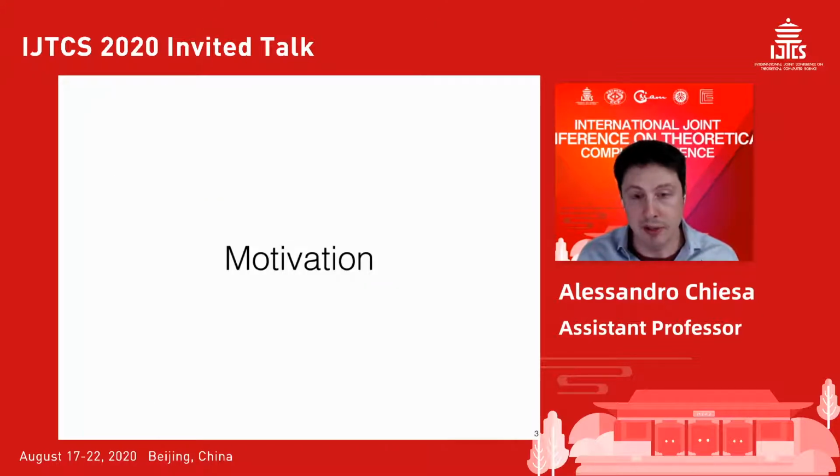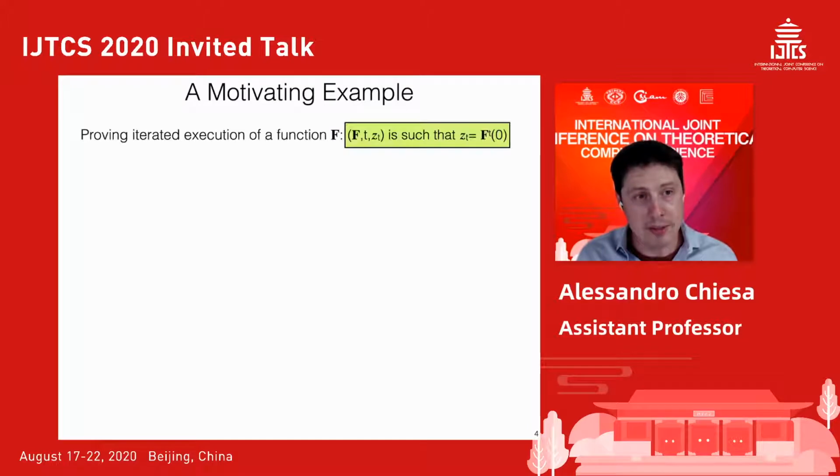I would like to now motivate the recursive proofs. So let's say that you would like to prove the iterated execution of some function f. You're given some f, some number of iterations t, and some claimed output zt, okay? And you would like to prove that by applying iteratively the function f t times to some input 0, you obtain zt. Okay, for now, this is a bit of a silly computation, but bear with me for a moment.